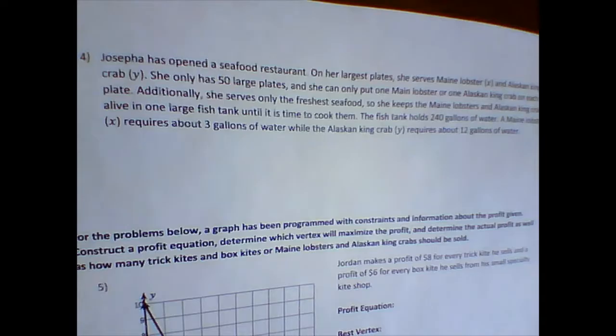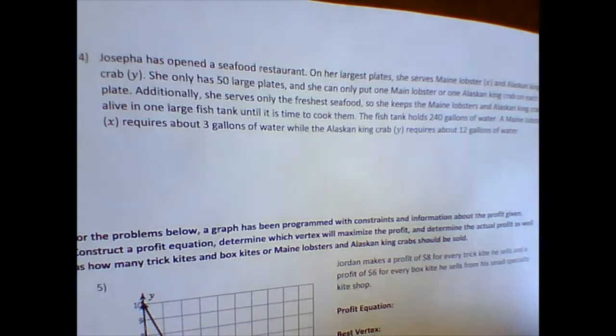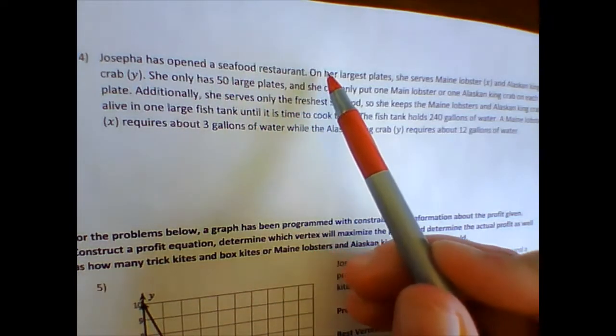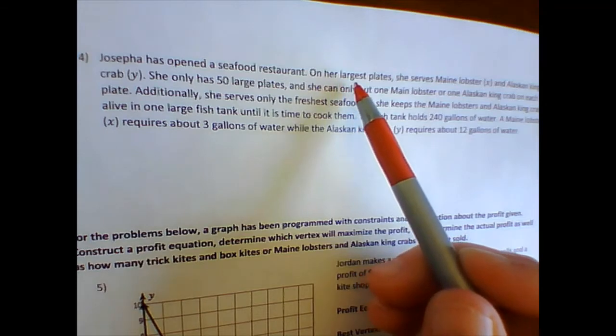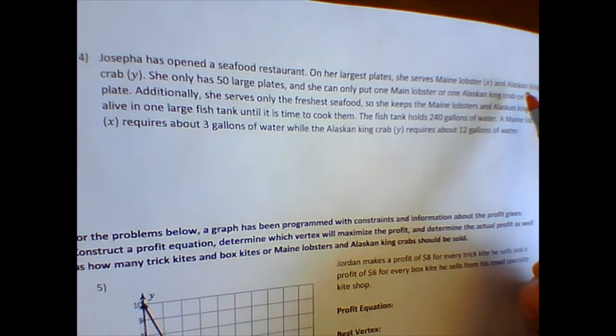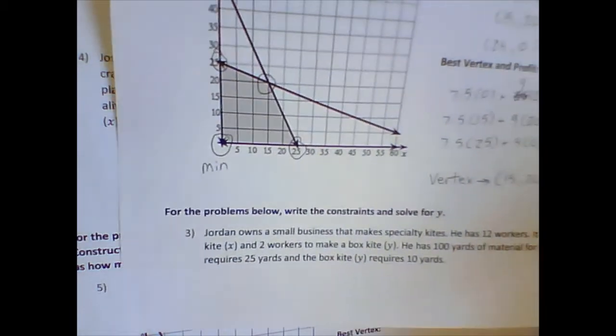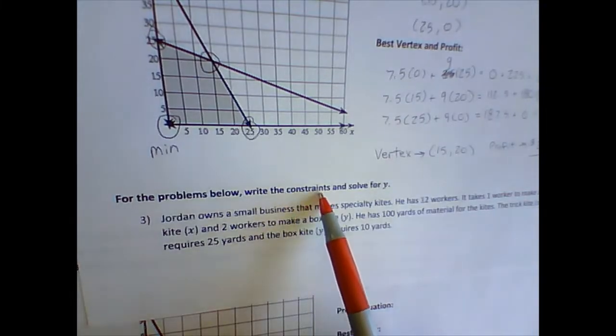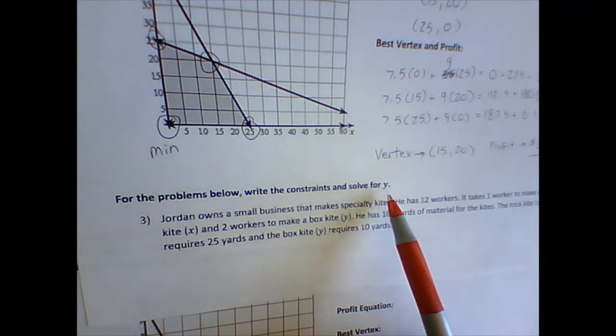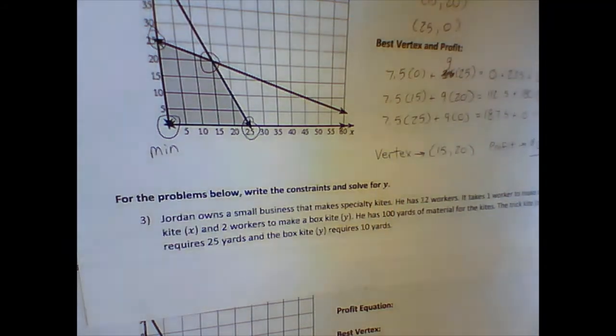All right, we're on to number 4. And in number 4, we have a story problem about a seafood restaurant. Josefa has opened a seafood restaurant. Not my favorite, but some people like seafood, so we support them. The instructions for this say we're going to write the constraints. Those are the limits. So those are the equations that limit our business. And we're going to solve them for y, because ultimately we want to be able to graph it. So that's why we need y to be alone.